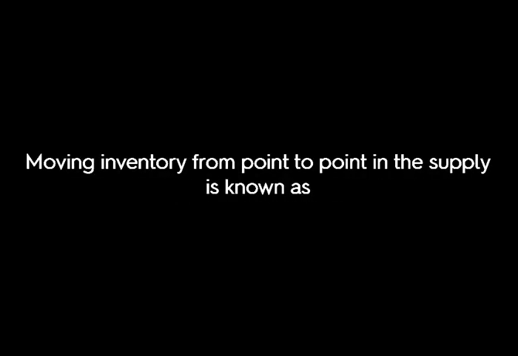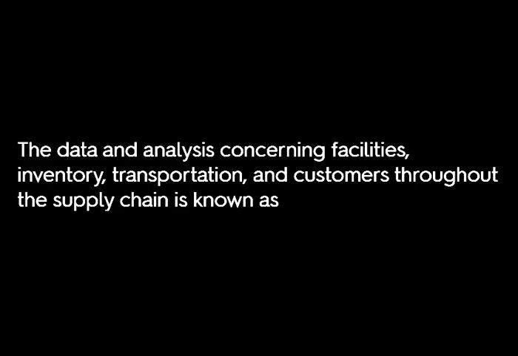Moving inventory from point to point in the supply chain is known as transportation. The data and analysis concerning facilities, inventory, transportation, and customers throughout the supply chain is known as information. The two major types of facilities are production sites and storage sites.